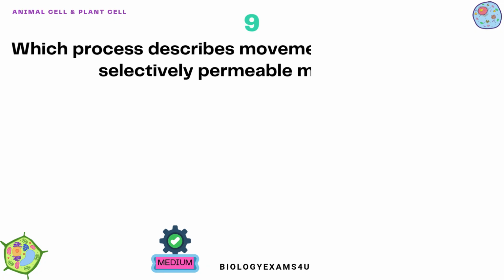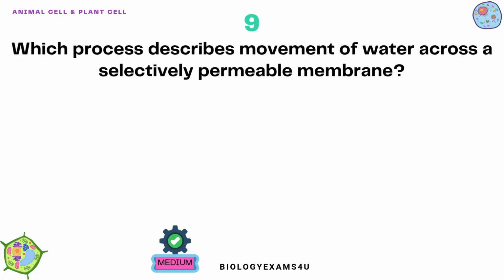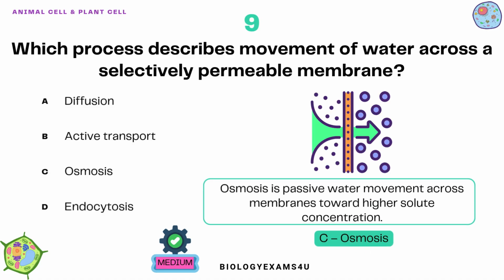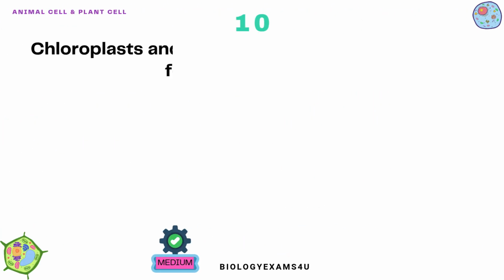Question number 9. Which process describes movement of water across a selectively permeable membrane? Options are diffusion, active transport, osmosis, endocytosis. The answer is osmosis, the passive movement of water from the region of low solute concentration to the region of high solute concentration.